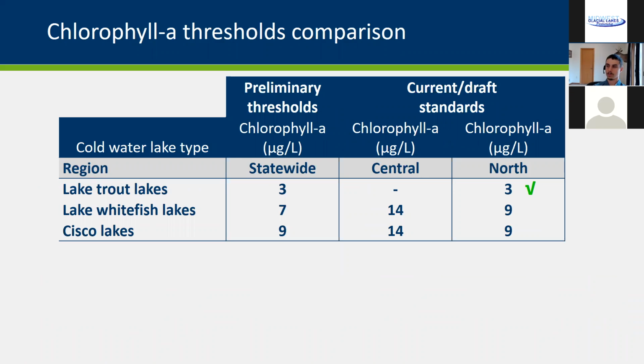Are they in the north, the northern lakes and forest region, or are they in the central region, the central hardwood forest ecoregion? If they're in the central region, a 14 would apply. If they're in the north, a 9 would apply. So for Lake Whitefish, neither of those standards is sufficiently protective, which should be at about 7.